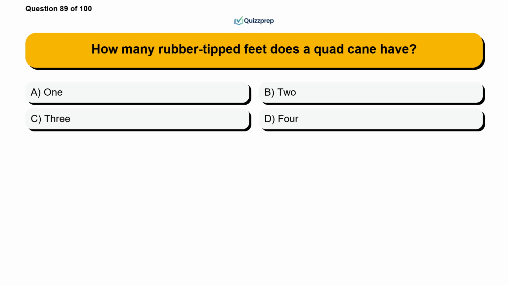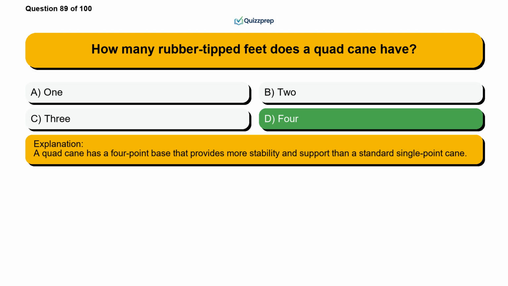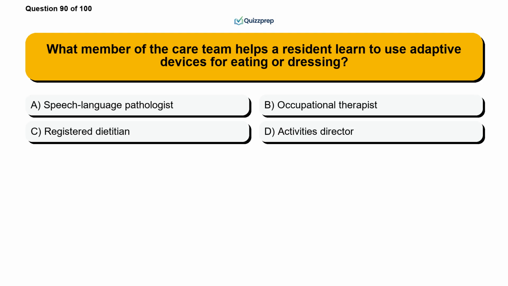Question 89. How many rubber-tipped feet does a quad cane have? Option A, 1. Option B, 2. Option C, 3. Option D, 4. The correct answer is option D, 4. A quad cane has a 4-point base that provides more stability and support than a standard single-point cane. Question 90. What member of the care team helps a resident learn to use adaptive devices for eating or dressing? Option A, speech-language pathologist. Option B, occupational therapist.